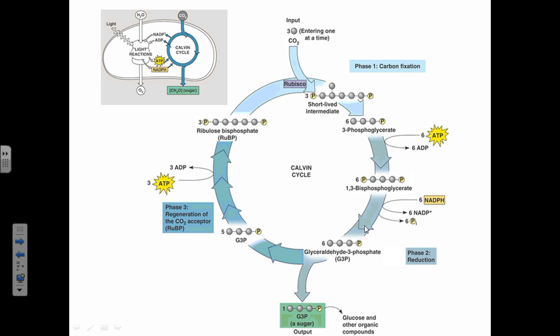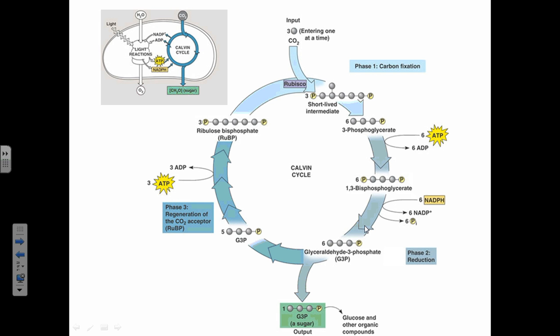Carbon fixation. And that means take a CO2 and attach it to a carbon chain that's already in the plant. And that already present carbon chain is RuBP, ribulose bisphosphate. It's 5 carbons long. 1 CO2 attached to 1 RuBP gives you a 6 carbon chain. We normally think about this though happening 3 at a time. 3 carbon dioxides attached to 3 RuBPs.